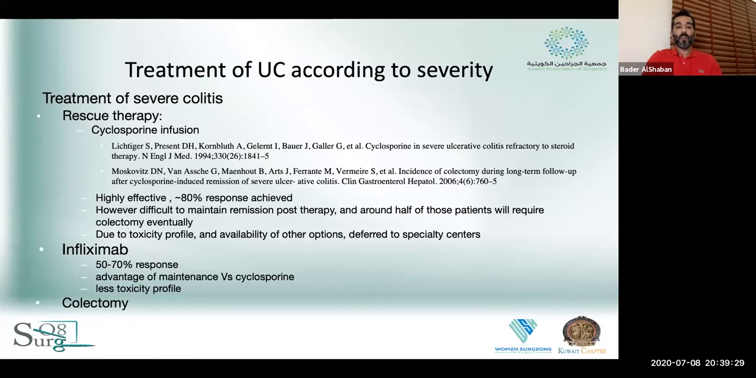Whenever your patient fails IV hydrocortisone, like I was saying earlier on, there's the option of cyclosporin infusion. However, due to its toxicity, it never really gained popularity. It is highly effective, but the problem with cyclosporin infusion is that it is hard to wean your patients off that infusion. And whenever you do wean them off, a lot of them relapse, and eventually half of those patients will require surgery while they're still an inpatient.